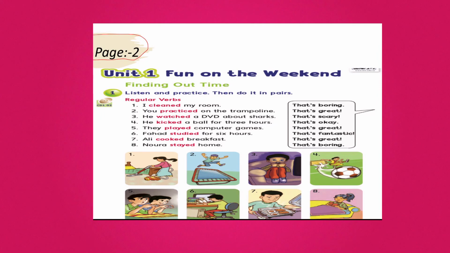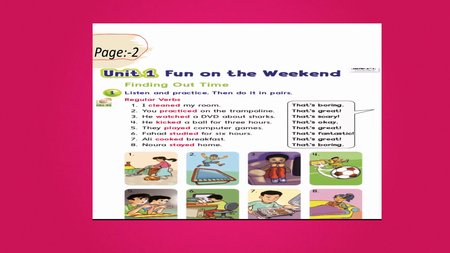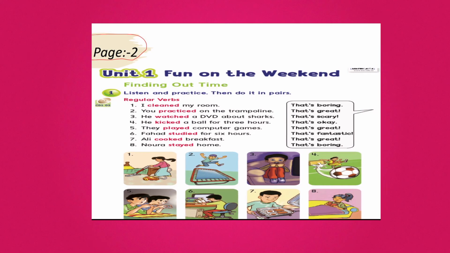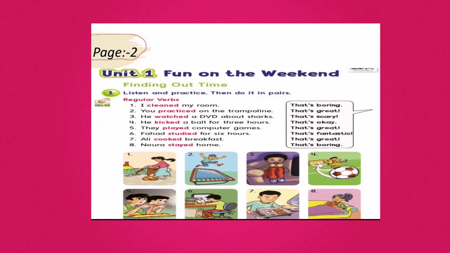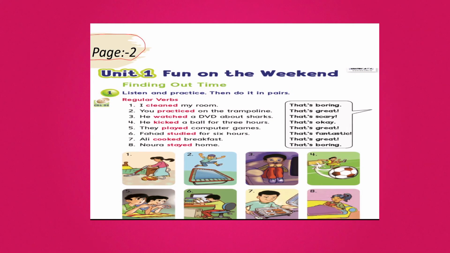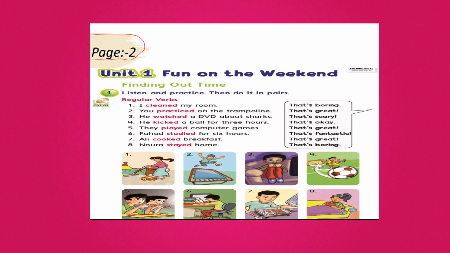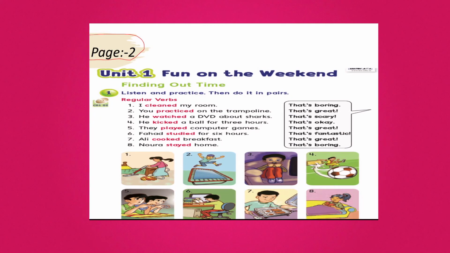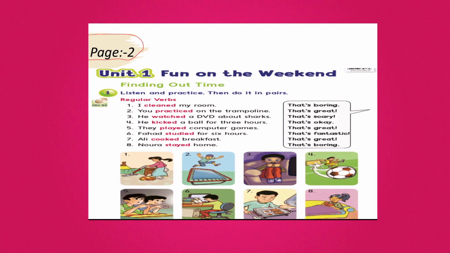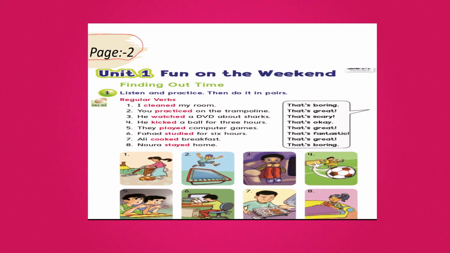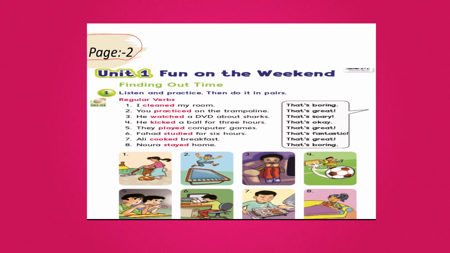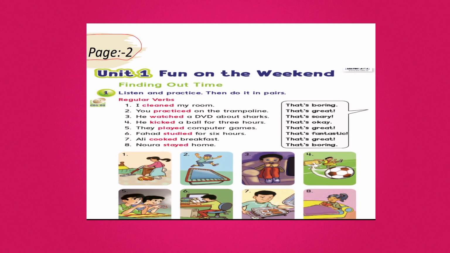Unit 1. Fun on the weekend. Finding out time. Listen and practice. Then do it in pairs. Regular verbs. Number 1. I cleaned my room. That's boring. Number 2. You practiced on the trampoline. That's great. Number 3. He watched a DVD about sharks. That's scary. Number 4. He kicked a ball for 3 hours. That's okay.